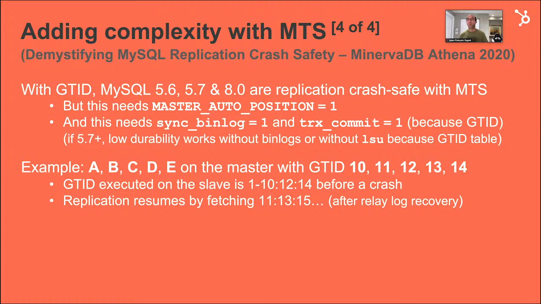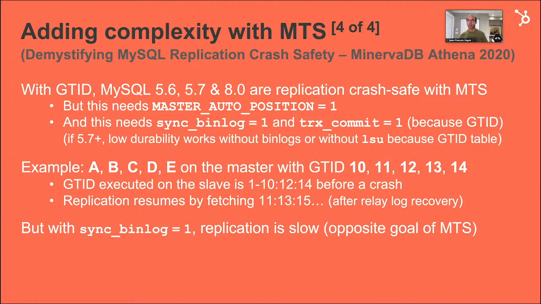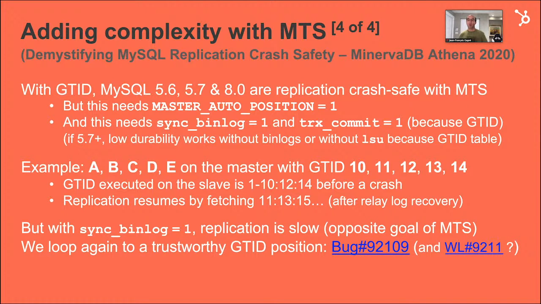So yet again, an example: A, B, C, D, E, transaction numbers 10, 11, 12, 13, and 14. The slave has executed 10, 12, and 14 before the crash. After recovery, everything's good, we don't lose anything because we're syncing our logs, and the slave will fetch 11, 13, and so on. But this needs sync_binlog equal 1, which is slow. And if you're using threaded replication, you want things to be fast. So yet again, we loop back at the problem of needing a trustworthy GTID position.